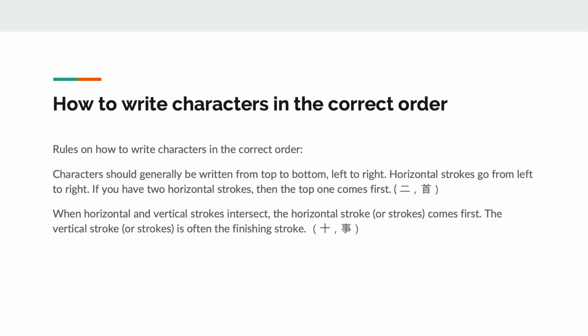The second rule is, when horizontal and vertical strokes intersect, the horizontal stroke or strokes comes first. The vertical stroke or strokes is often the finishing stroke. The characters 时 and 是 are examples of this rule.